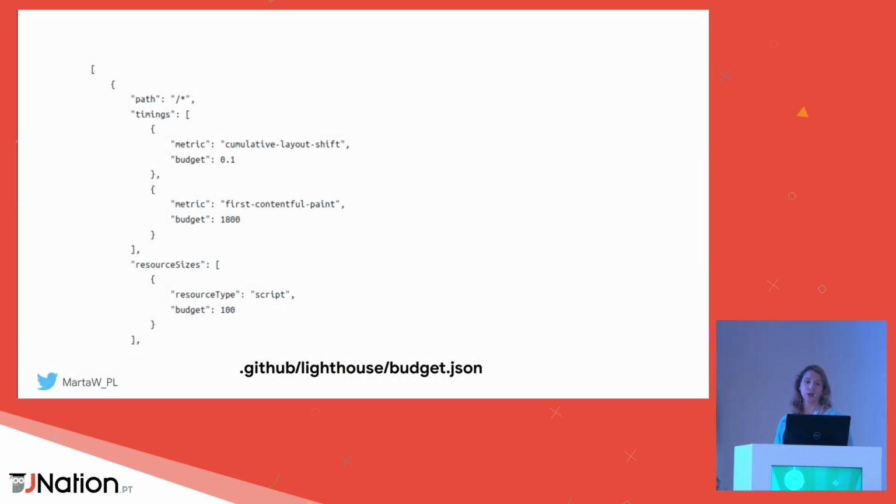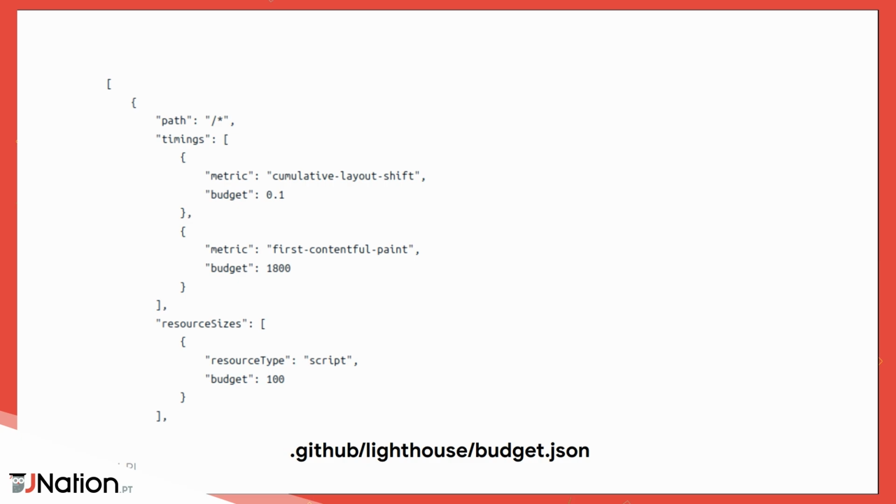Lighthouse side. You only need to configure this JSON file, and you can specify the metrics that you want to track, for example cumulative layout shift or first contentful paint. Then you can configure GitHub Actions so that with every pull request, for example, you run these tests, and during development you can track how changes will impact the user experience and the performance.